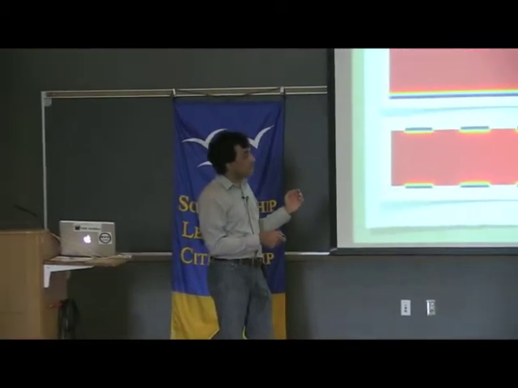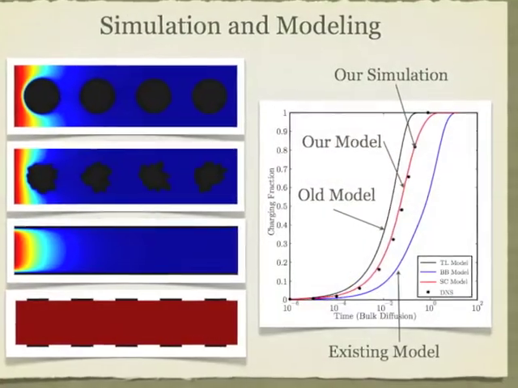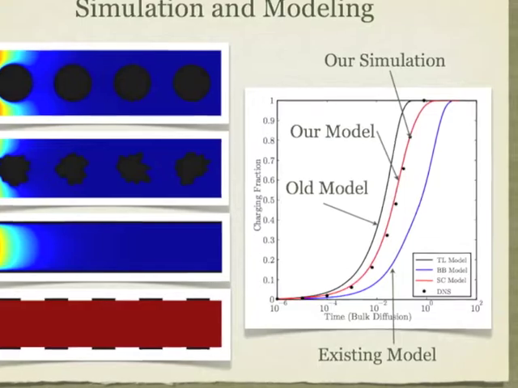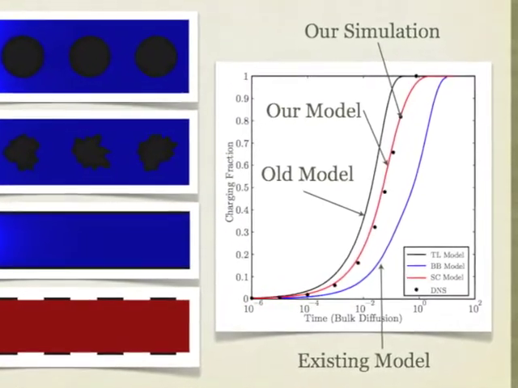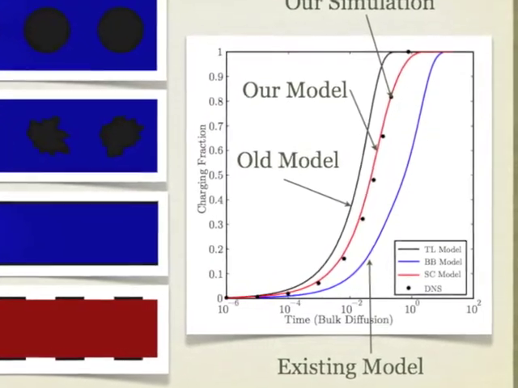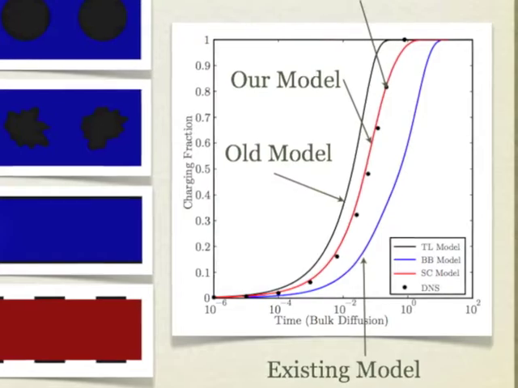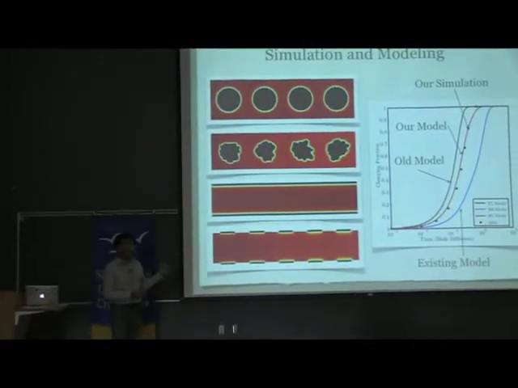The black dots that you see here are direct computer simulations. They're compared to two existing models that people have been using for the past 50 years or so. What I'm showing is that both are wrong. Using our computer simulations, we were able to derive a new model that does a very, very good job of prediction. So we think that now we understand these devices very well.